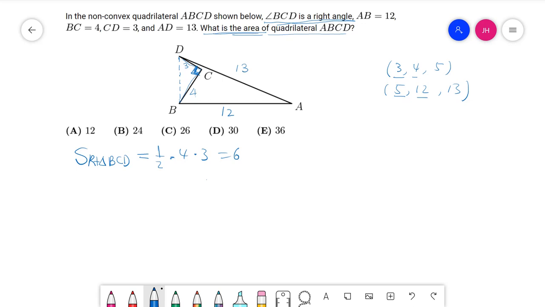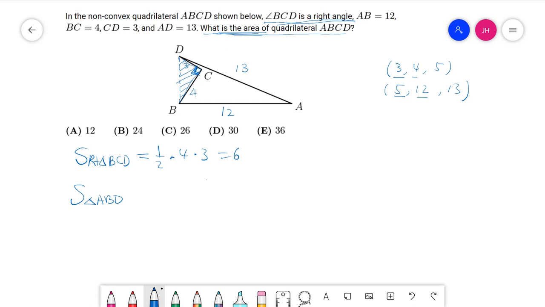And okay, let's check back the question that's asked. We want to know the area of the quadrilateral ABCD. Since we've already known the area of this triangle, then we just need to know the area of the triangle ABD. If somehow we know that, then it's done, right? We just take the difference, and that's the answer. Then how do we do that? Two sides of this triangle are known, AB and AD.